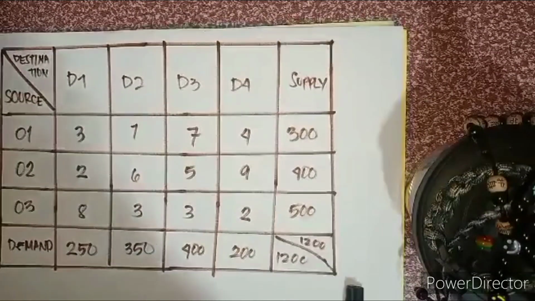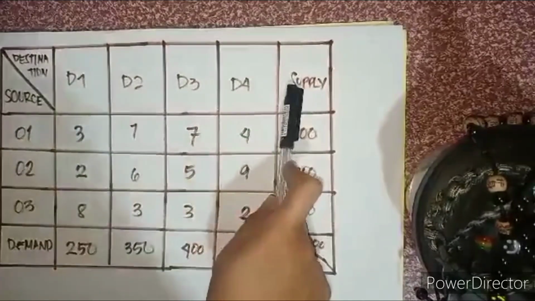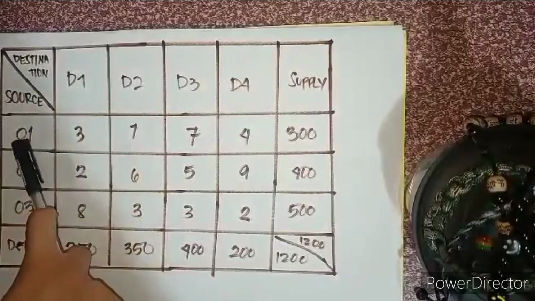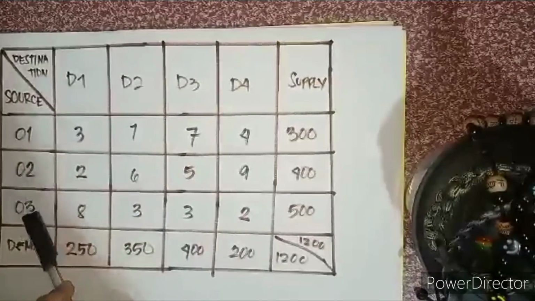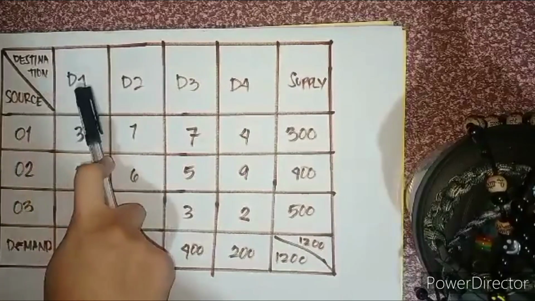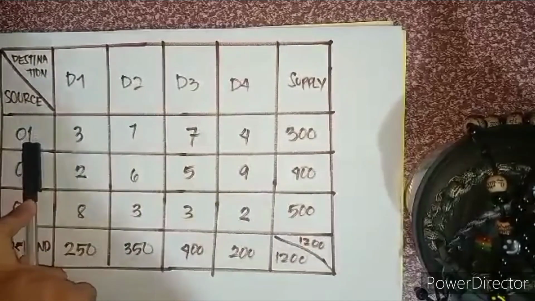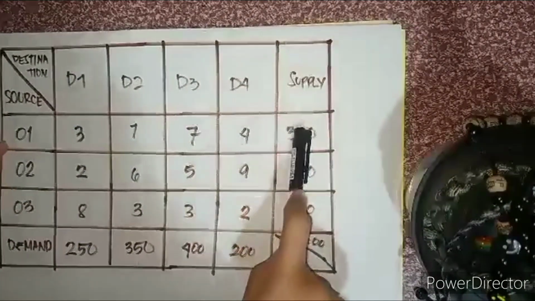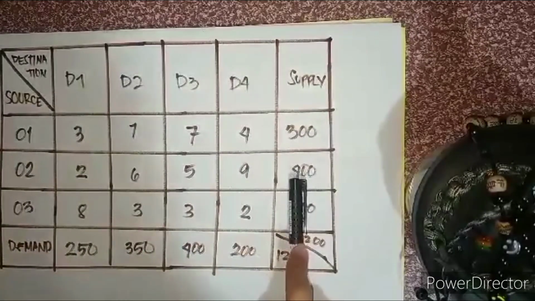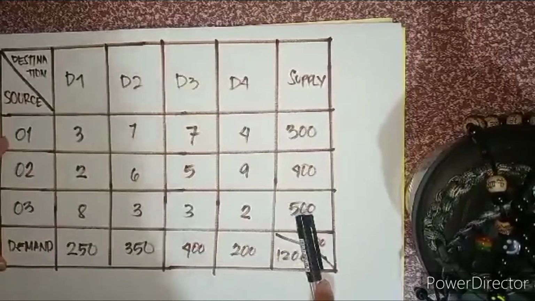As you can see in this table, we have source, destination, supply, and demand. In source, we have source 01, 02, and source 03. For the destination, we have D1, D2, D3, and D4. In source 01, we have the supply of 300. Source 02, we have the supply of 400. And for 03, we have the supply of 500.